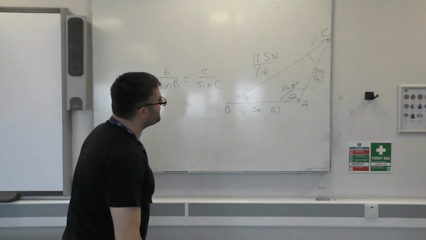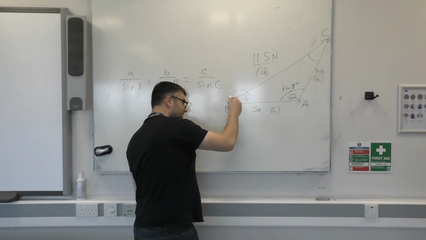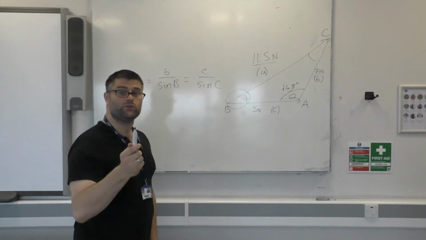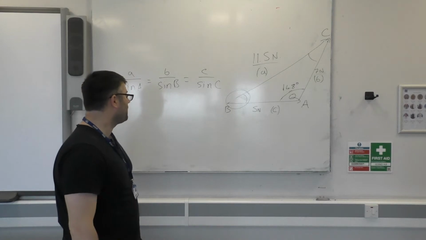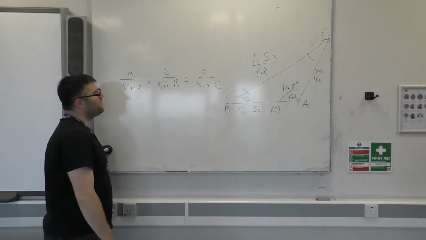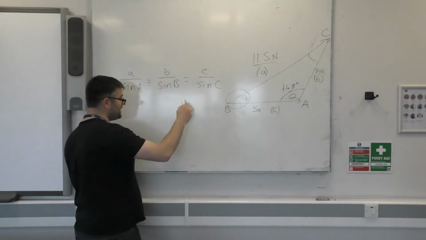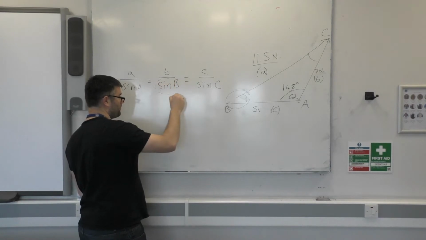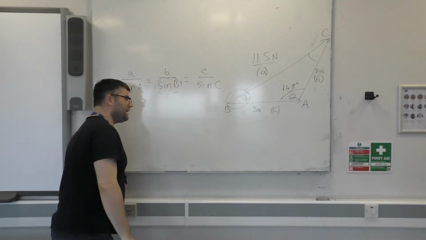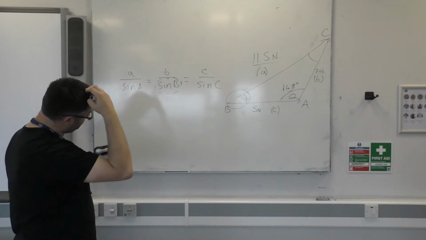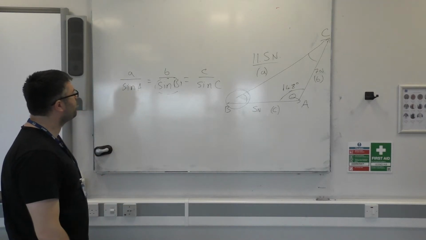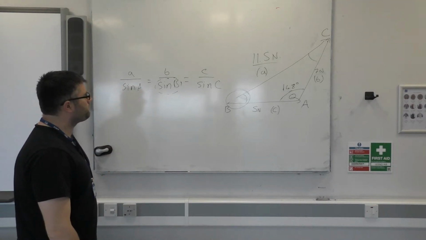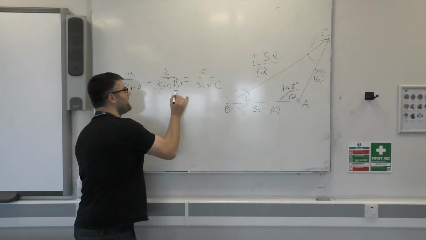Okay, so how do we use this? Well, I want to work out what this angle is, because that is the resultant direction. So, where is sine B in this massive equation? Well, it's here. And that's going to be our first port of call, because we're going to want to work out what B is.